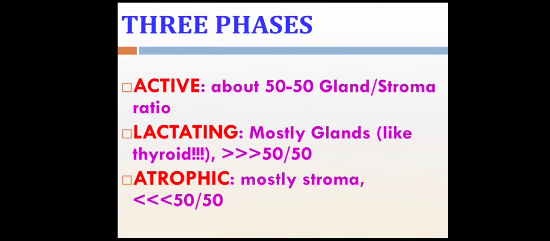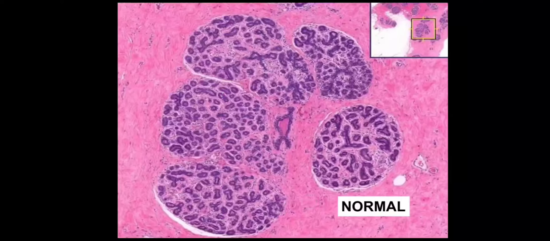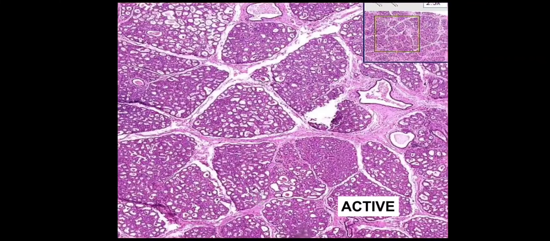Now a breast will have three phases of functioning. Active phase. In the active phase, the glands and the stroma will be in a 1:1 or 50-50 ratio. So what you're seeing here is a normal gland or a normal lobule consisting of acinus, and this entire thing is a lobe, and this is the surrounding stroma consisting of fibrous tissue. Okay, usually fibroadipose tissue will be there.